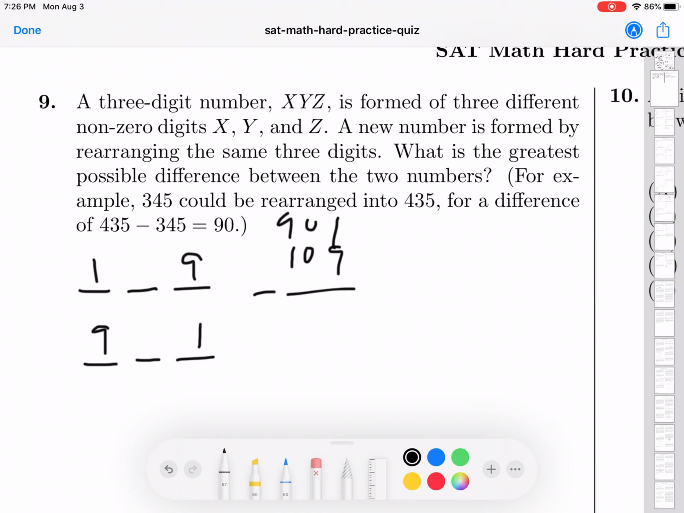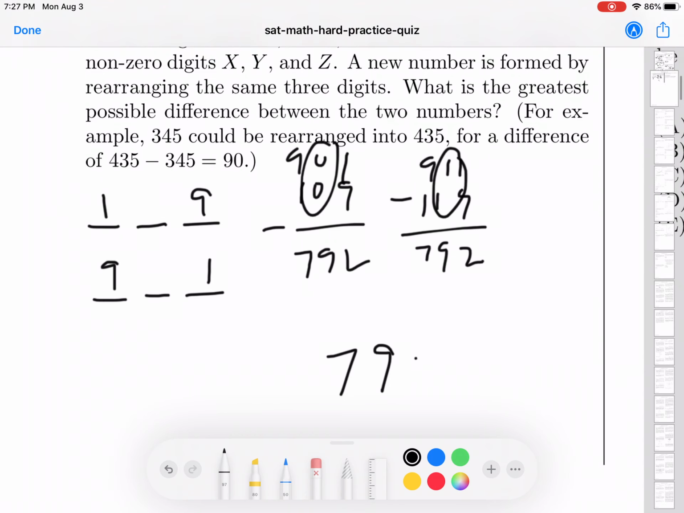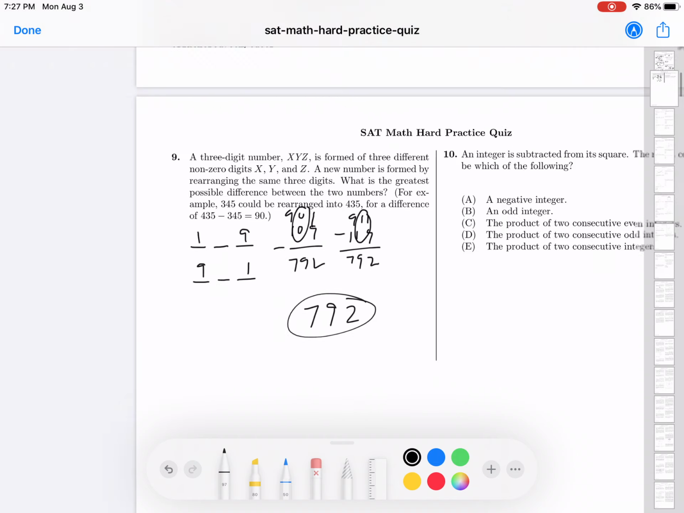That gives 792. Okay, so let's try a different one for the middle. And that also gives 792. See, it's going to give the same result because these just subtract to 0. So the largest difference is going to be 792.